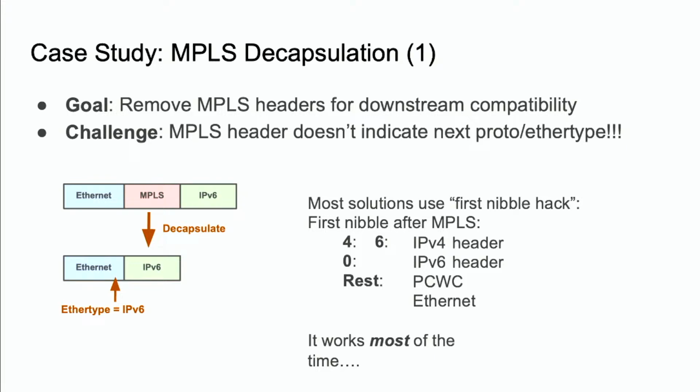So we had a use case. We wanted to remove the MPLS headers for better compatibility with a third-party monitoring tool. A packet broker was initially used, but the packet broker stripped the MPLS headers incorrectly. A lot of the tools use what they call the first nibble hack. After the MPLS header, if you see a 4, you can assume it's an IPv4 header. You can check some calculations as well to see if you can spot the IPv4 checksum. If it's a 6, it's IPv6. If it's a 0, you can assume it's a pseudo-wire control word or a MAC address. This works most of the time.